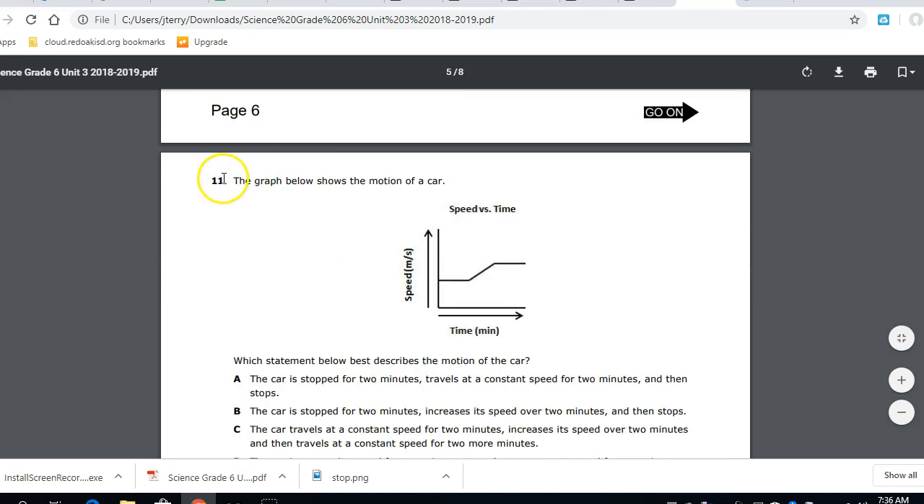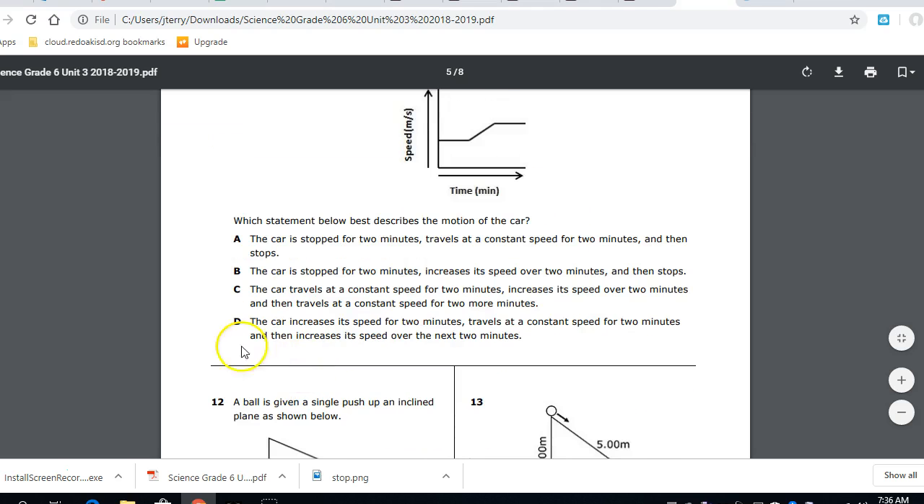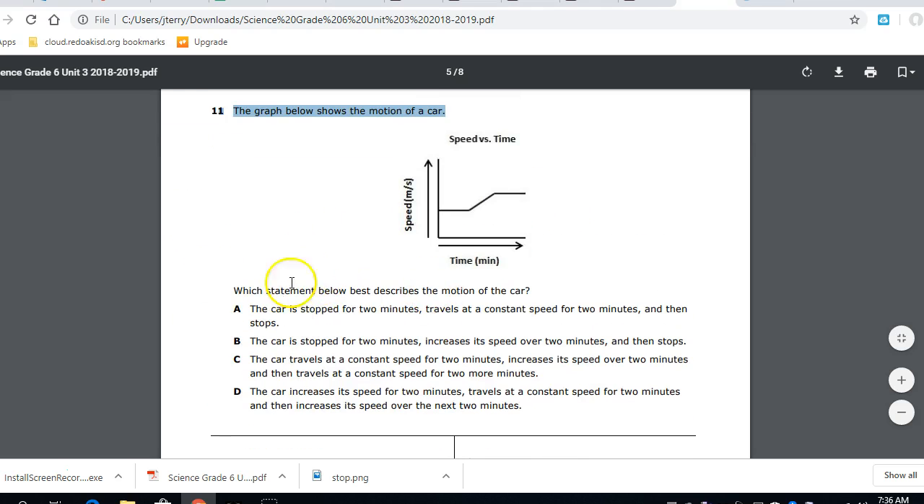Number 11, the graph below shows the motion of a car. Which statement below best describes the motion of the car? Is it A, the car stopped for 2 minutes, travels at a constant speed for 2 minutes, and then stops? Is it B, the car stopped for 2 minutes, increases its speed over 2 minutes, and then stops? Is it C, the car travels at a constant speed for 2 minutes, increases its speed over 2 minutes, and then travels at a constant speed for 2 more minutes?